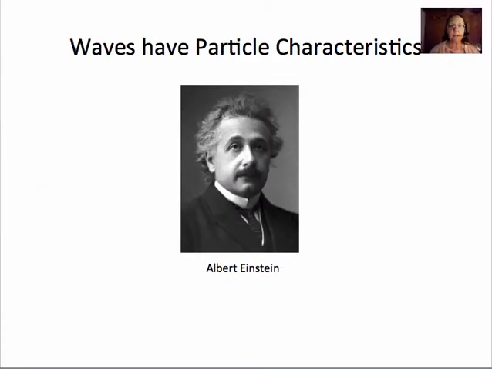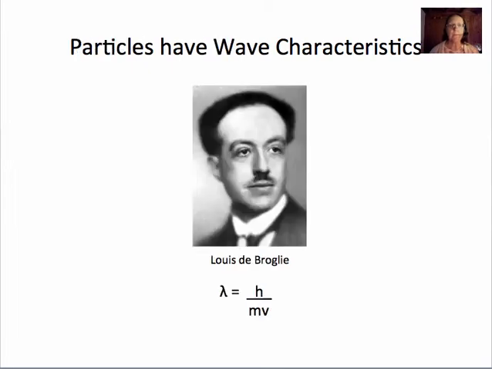After Planck's idea that energy is quantized, Einstein hypothesized that electromagnetic radiation has both wave and particle characteristics. A particle of light is called a photon, and a single photon has an energy of hc over lambda, just as Planck had said.